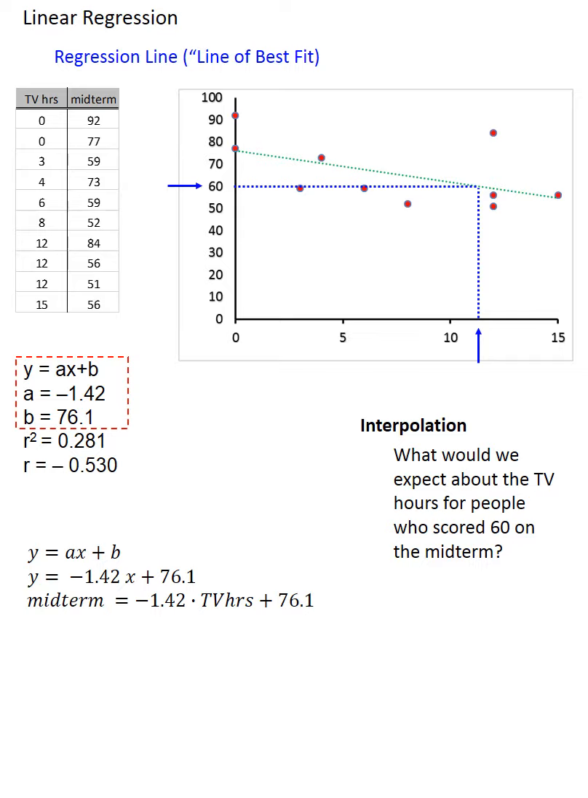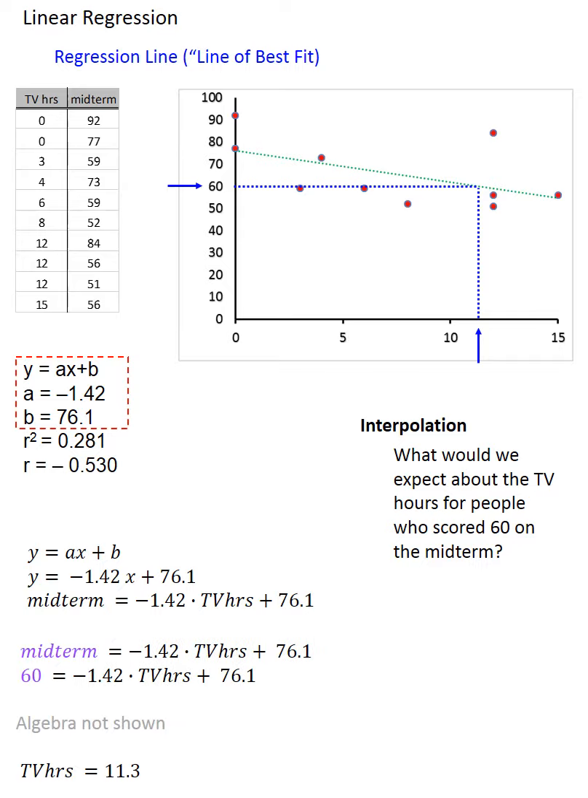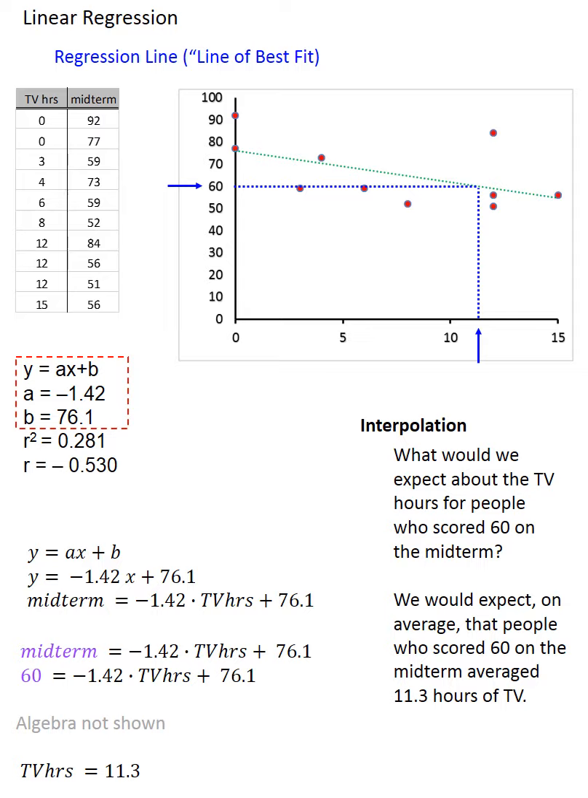But of course, we don't want to rely on the graph when we can use algebra. So what I've done here, notice the purple, I've plugged in 60 for the midterm score in my equation. And on scratch paper, which I did not show in this video, I solved for the TV hours. If this looks weird to you, don't panic. It's 7th grade algebra. It's very easy. And you could pause the video and do it yourself and be convinced how simple that was. But that tells me that I expect among the people who scored 60 on the midterm that they may have averaged 11.3 hours of TV.